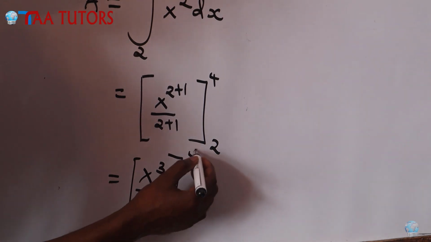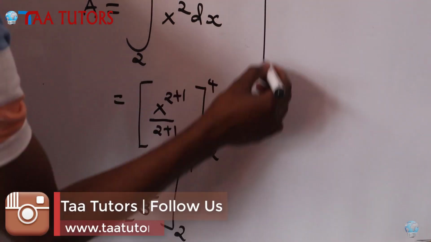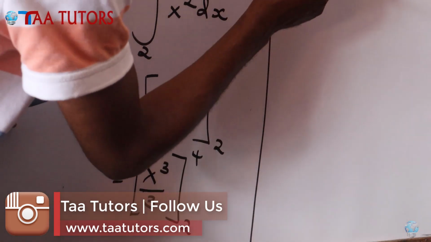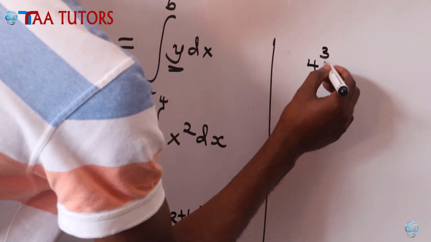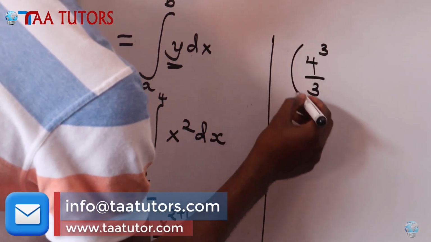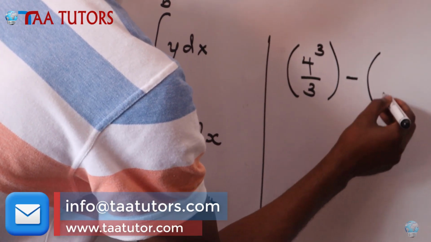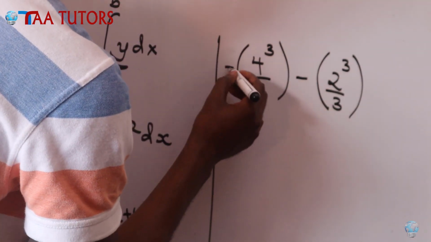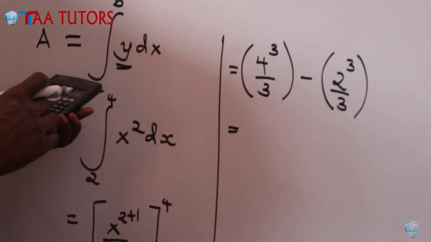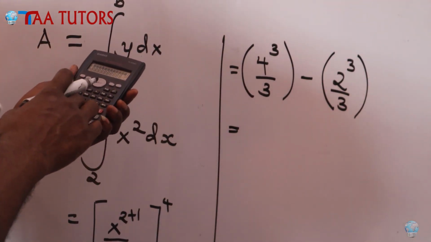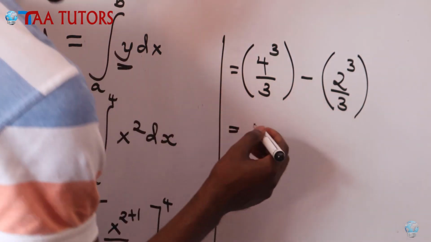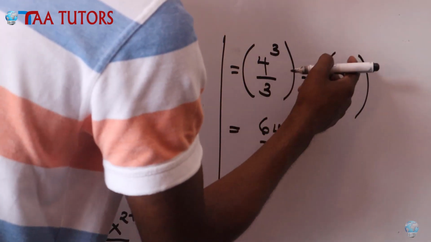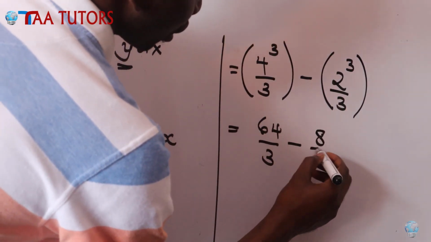That is what I have. So if I move forward to now work out this one, we know that now we substitute 4. So it will be 4 cubed over 3 minus 2 cubed over 3. So I know that if I simplify this, 4 cubed should be around 64. 4 cubed is 64, divided by 3, minus 2 cubed is 8 over 3.